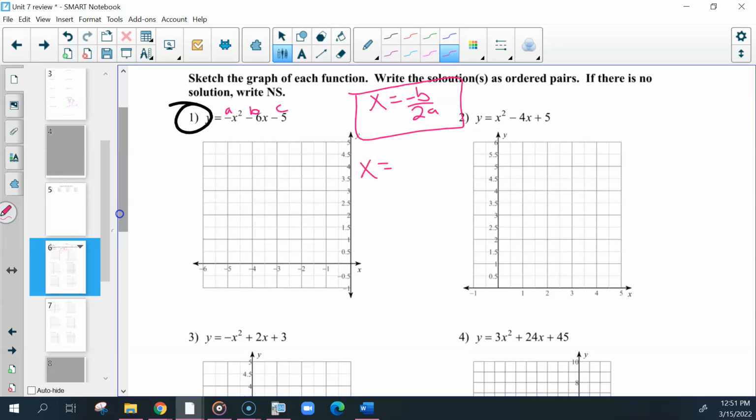So x equals negative, b is already negative. If you start simplifying as you write this down, that's fine. Over 2 times negative. We have x equals 6 over 2.